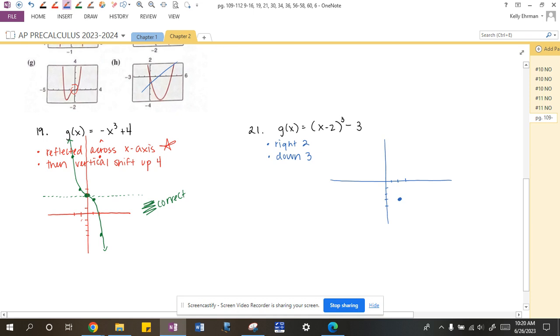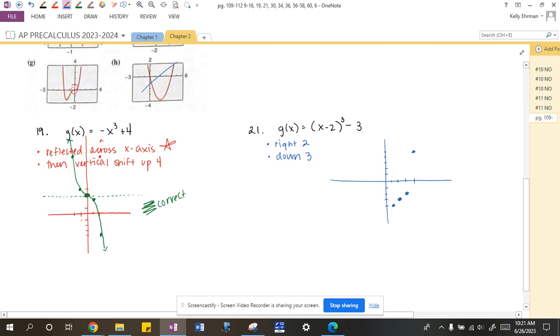I have it memorized from the parent function that the next points from the center are right 1, up 1, left 1, down 1. So I'm at 3, negative 2, and 1, negative 4. And then again, I do right 1, up 8. So I go up 1, 2, 3, and then 1, 2, 3, 4, 5. So you should have a point at 4, 5.